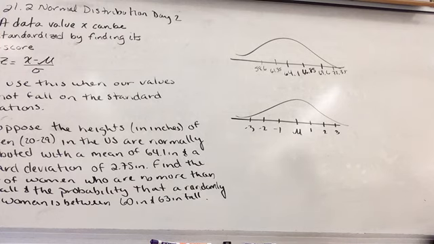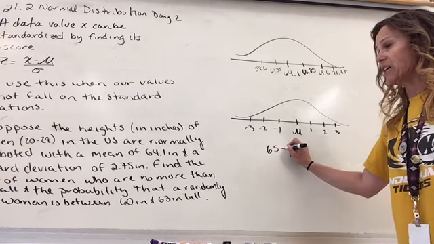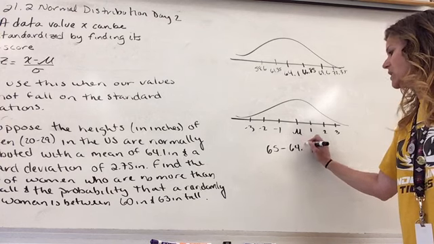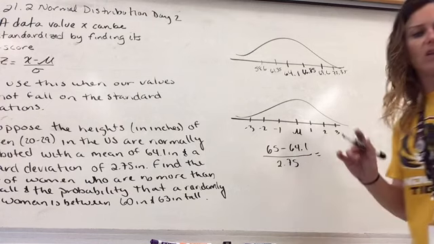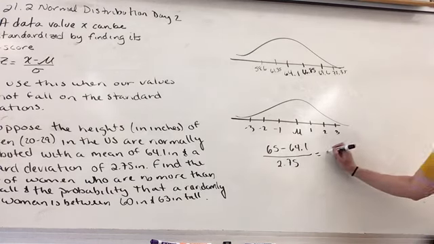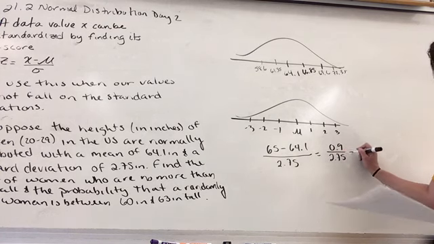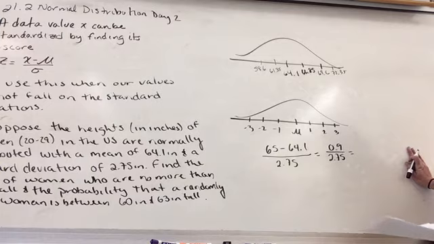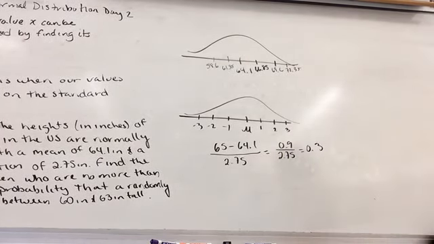First of all, we're going to find it at the 65 inches tall. So 65, which is our x value they gave us, minus the mu, that's just your mean, divided by the standard deviation of 2.75. When I divide that through and simplify, I get 0.9 in the numerator, 2.75 in the denominator, and when I finish dividing it, I get 0.3.